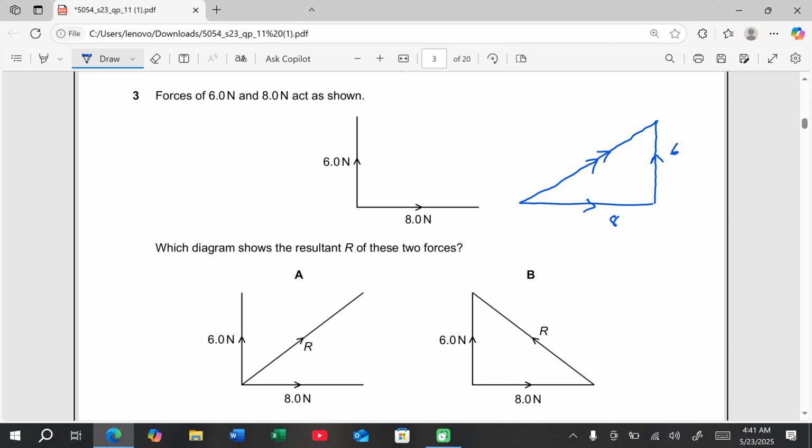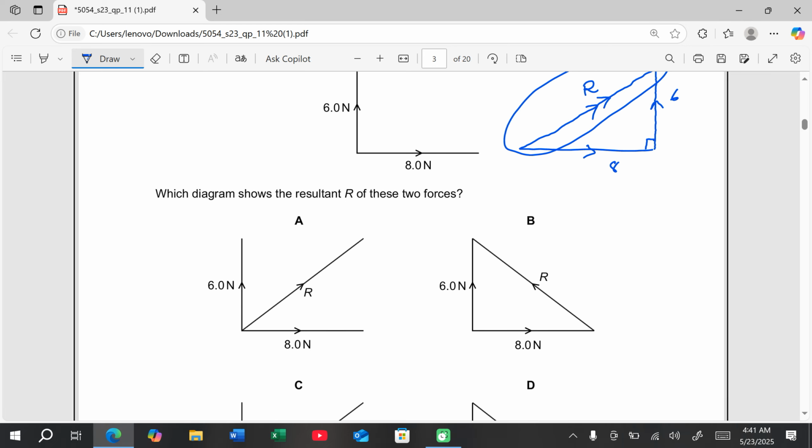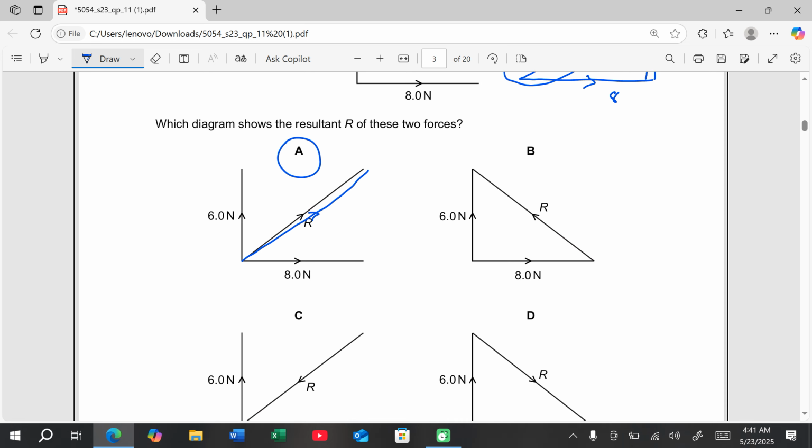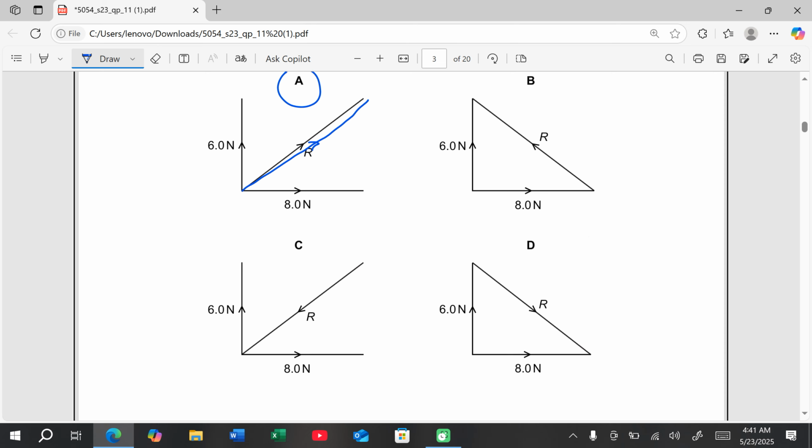That is going to be the direction. And since there is no magnitude of R shown here, only the direction is the one that you need to know. So you're going to find the resultant like this. If you can see, only in A the direction and the angle are the same as yours, so A can be the answer. B is wrong, C is again wrong, due to the direction it's going the opposite way. D is again wrong.